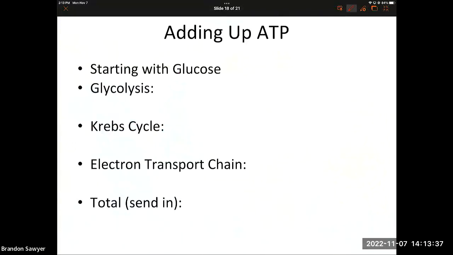Okay. All right, so take a sec just with the people around you and just kind of backtrack and fill in how many ATP we created at each of these little steps here. And then on your clickers, you can send in that total number again, just to make sure we're all on the same page.